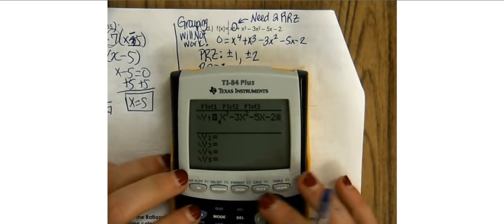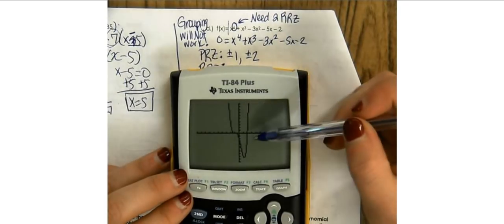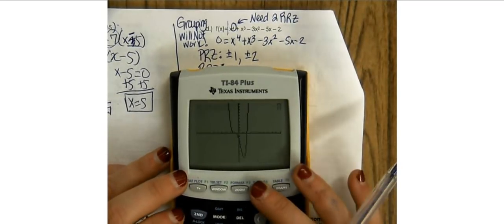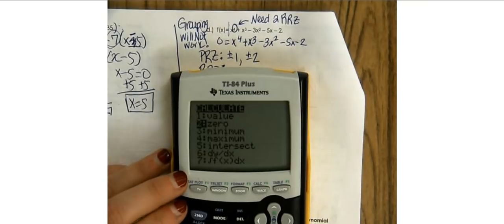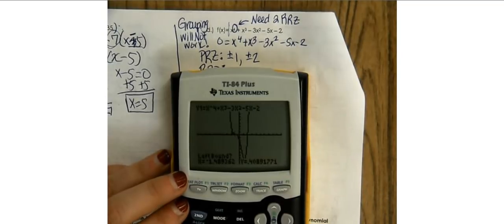From here, I'm going to press zoom 6 so I have a standard screen, and I'm going to identify 2 rational zeros. So I'm going to press second trace, and I'm going to go down to number 2, which is 0. And I'm going to move my cursor so it's just to the left of my x-intercept. I'm going to press enter, and then I'm going to press right, enter, enter.